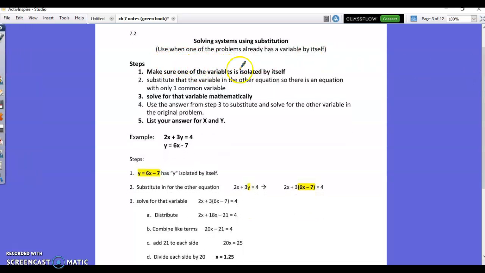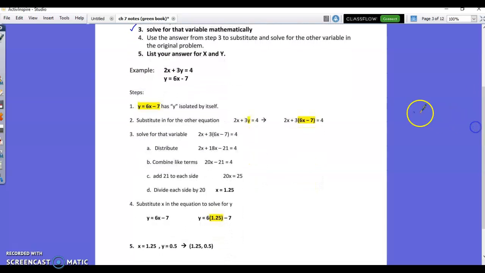Your steps: make sure one of the variables is isolated by itself. That tells you you're going to do substitution. Step 2 is substitute the variable in for the other equation, so there's an equation with only one common variable. Solve for that variable mathematically. So you're going to use a lot of algebra in this section. Use the answer from step 3 to put into your other problem, and then you'll have an answer for x and y.